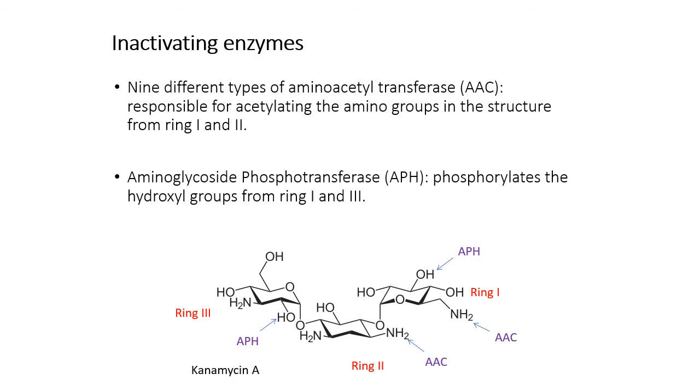There's an enzyme called aminoglycoside acetyltransferase, or AAC, which acetylates the amino groups on the ring. For example, AAC puts an acetyl group on this amine here. There's another enzyme called aminoglycoside phosphotransferase, or APH, which is a similar thing, but it phosphorylates hydroxyl groups on ring 1, you see there, and ring 3 there. This is an example, it's kanamycin A.